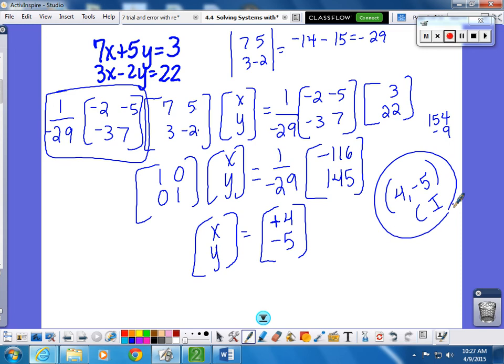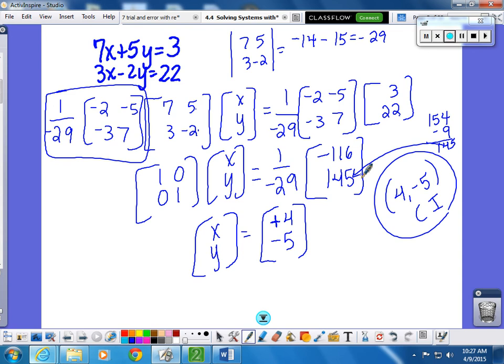Alright, yes. Where did you get the 116? Okay, crossing down. Negative 2 times 3. Negative 5 times 22. If I put those together, I get negative 110 and negative 6 would be negative 116. And then across and down, negative 9 plus 154 would be 145, and that went here.